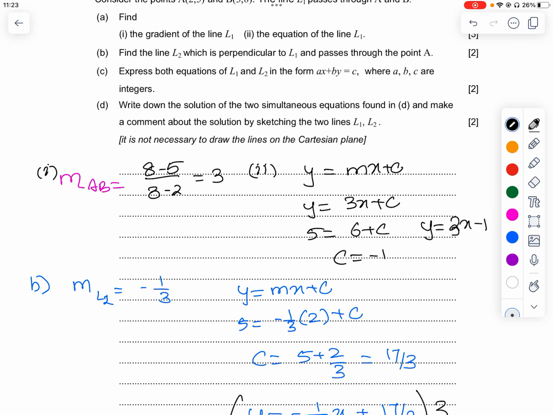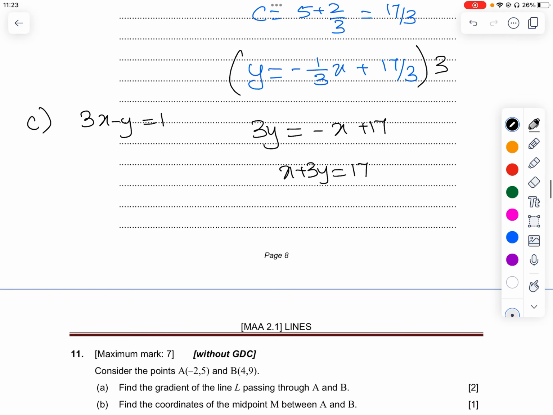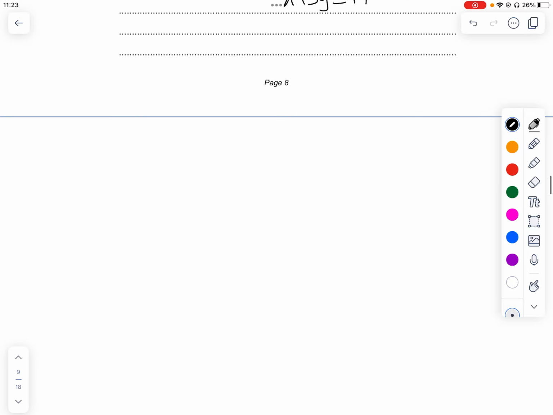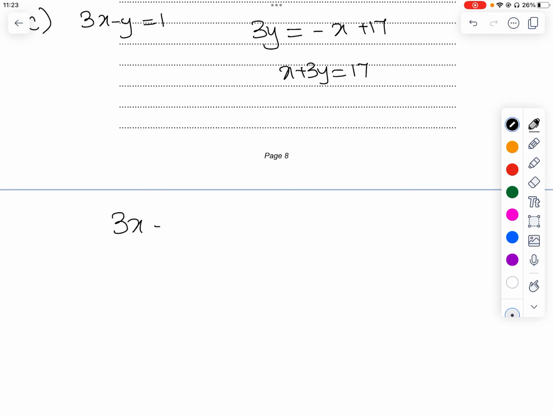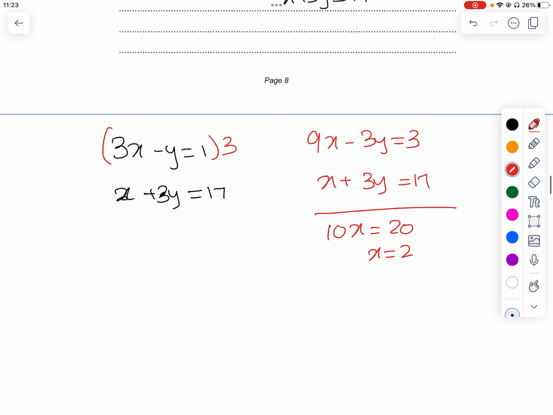Next, write down the solution of the two simultaneous equations found in part D and make a comment about the solution, and sketch the two lines L1 and L2. So now we are going to solve those two equations. My first equation was 3x minus y equals 1 and the second equation is x plus 3y equals 17. So multiply the first equation by 3, so it becomes 9x minus 3y equals 3, and x plus 3y equals 17. 10x equals 20, x equals 2. Plug in x equals 2, 6 minus y equals 1, y equals 5.